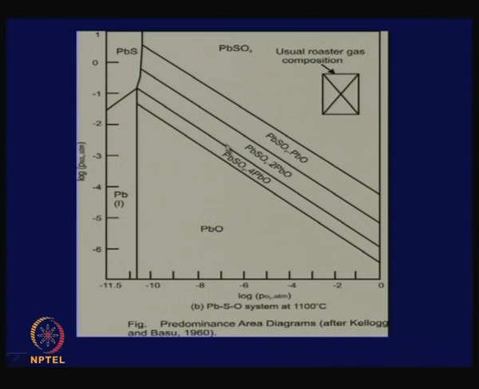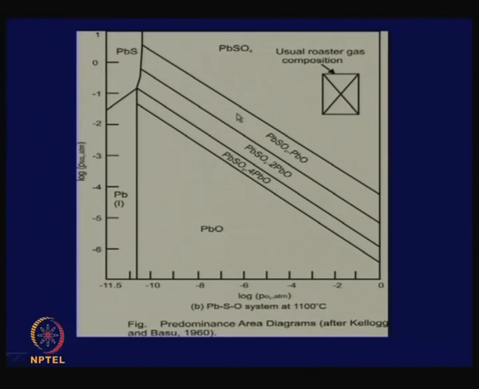We have also this sort of phase stability diagrams or predominance area diagrams for other oxides, sulfates and sulfides. This is a very, very important diagram, because we need to know that when we take lead sulfide and we roast it to get PbO, where should the furnace operate. Normally, this is the range where the usual roaster gas composition is.